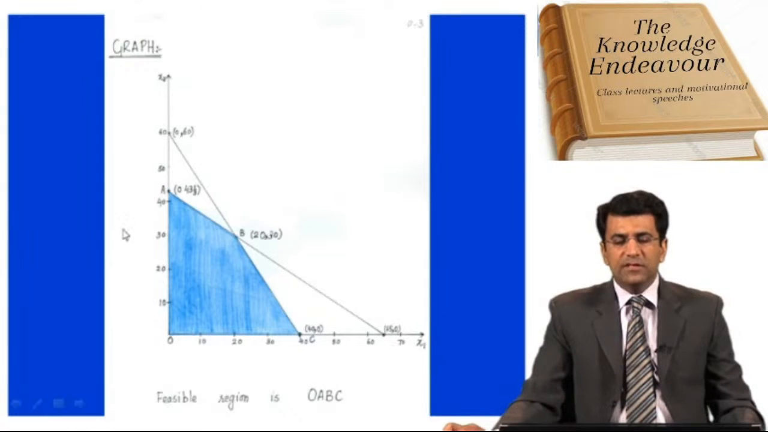So this scale should be such that all the values of your constraints, which are now converted into the equations, fit into this area of graph. On the y-axis again we can take a scale of 0 to 10 to 20 to 30 and so on. Now first what we'll do, we will put equation number 1 onto this graph.